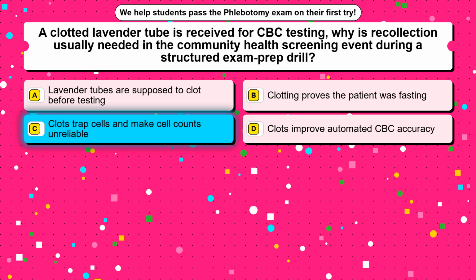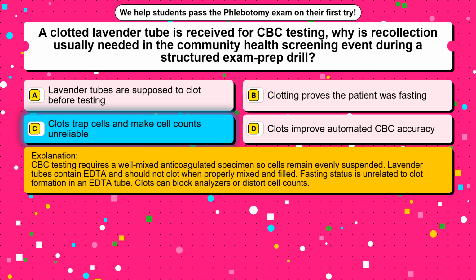Clots trap cells and make cell counts unreliable. CBC testing requires a well-mixed anticoagulated specimen so cells remain evenly suspended. Lavender tubes contain EDTA and should not clot when properly mixed and filled. Fasting status is unrelated to clot formation in an EDTA tube. Clots can block analyzers or distort cell counts.